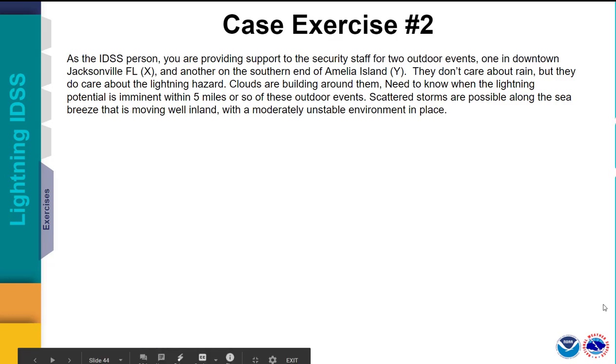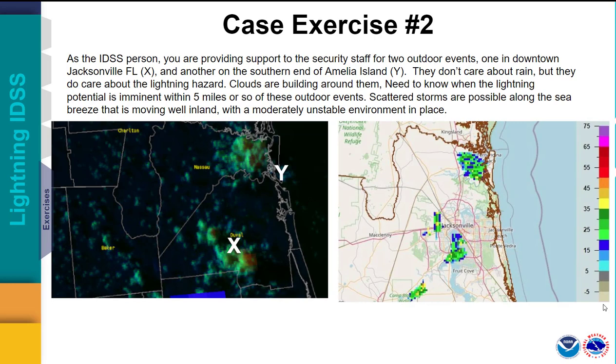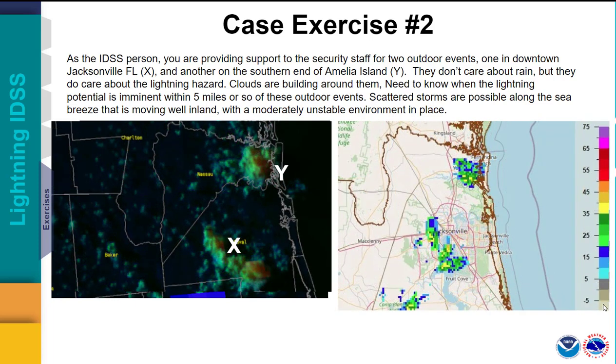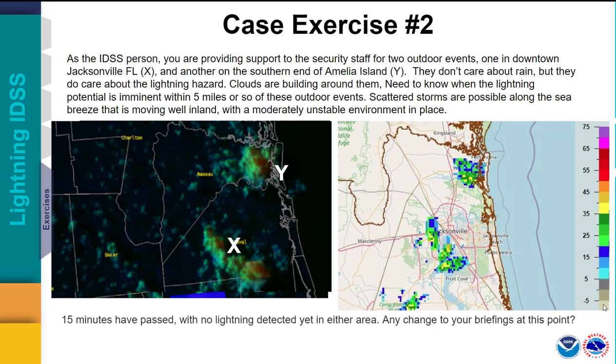15 minutes have passed. Here we see the RGB images on the left and the MRMS -10 Celsius isothermal reflectivity images on the right. How might you update your briefing information on lightning potential? These images continue to show potential for lightning. Is that threat imminent?